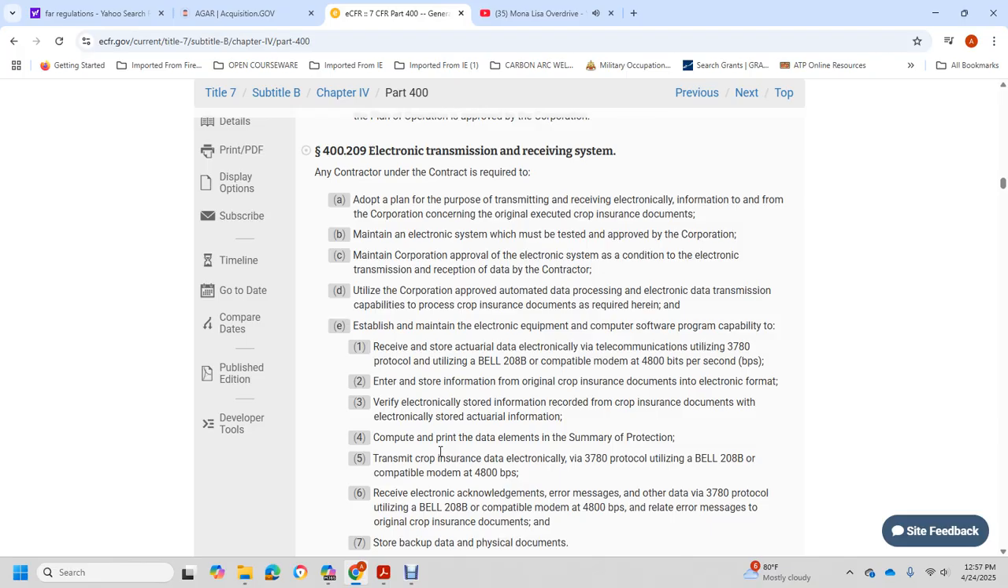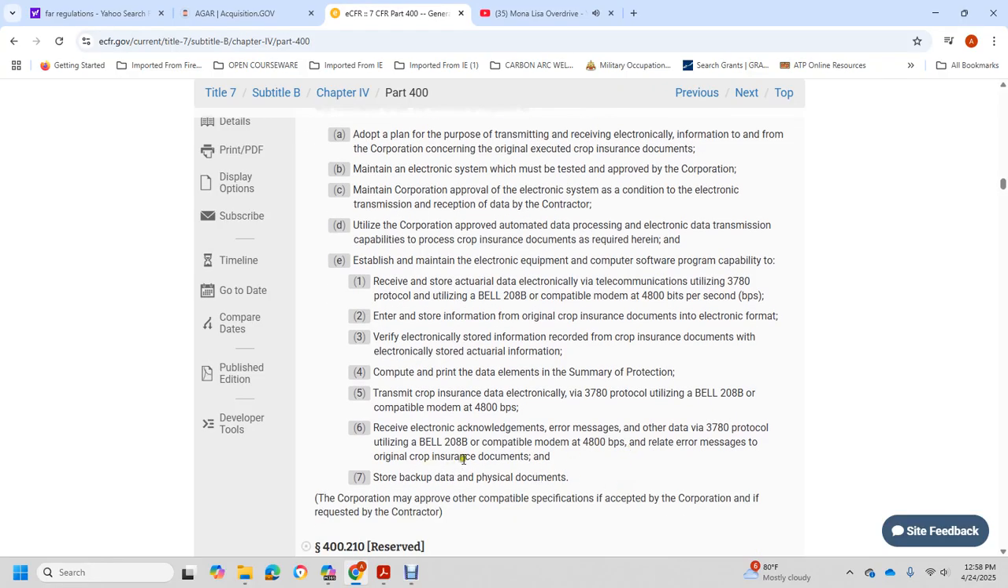using Bell 208B with a compatible modem at 4,800 bits per second. The entire store of information from the original crop insurance documents must be electronically and permanently stored, with peripheral electronically stored information records of the crop insurance documents. The electronically stored actual information, computer printout and data element summary must protect the transmitted crop insurance data. The contractor must receive electronic acknowledgement or error messages for the data using the 3780 protocol with the Bell 208B compatible modem at 4,800 bits per second, and the stored original crop insurance documents can be a copy of the physical documents.